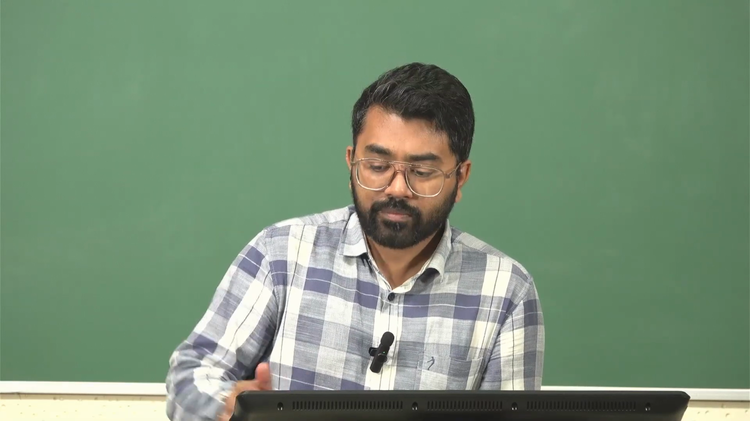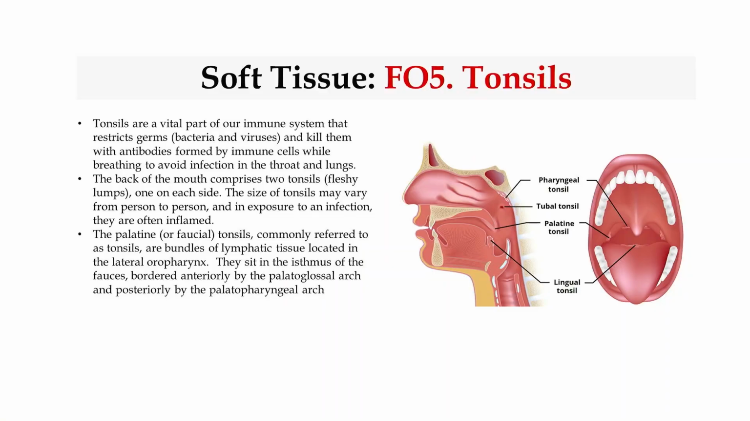So with this, let's get to the next organ, which is tonsils, right? Tonsils are a very vital part of our immune system that restricts germs such as bacteria and viruses and kills them with antibodies formed by the immune cells while breathing to avoid infection in the throat and lungs, right?